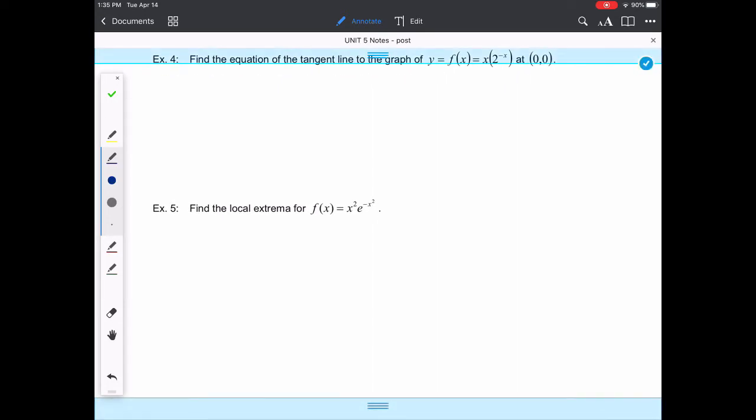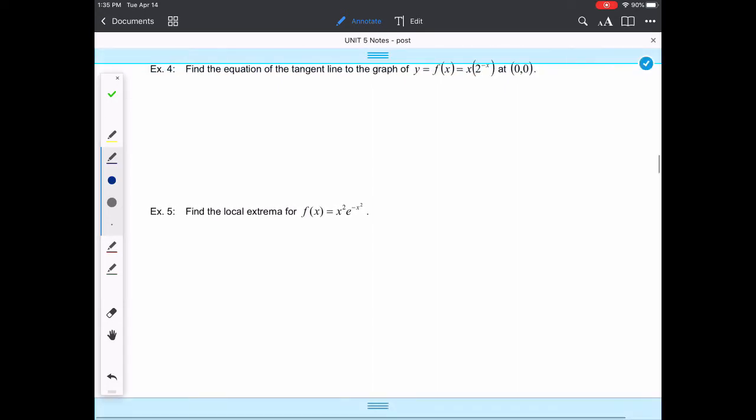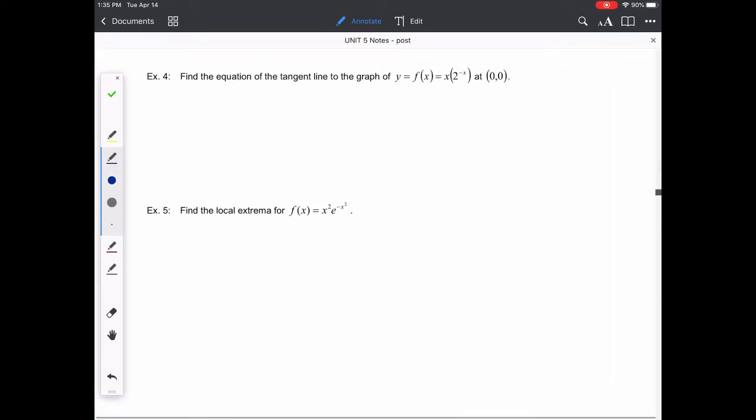For the next question, it's saying find the equation of the tangent line of the graph, which is f of x equal to x times 2 to the negative x at 0, 0. So the first thing I'm going to focus on is that when I'm finding the equation of the tangent line, that means I have to do a derivative. So let's do the derivative.